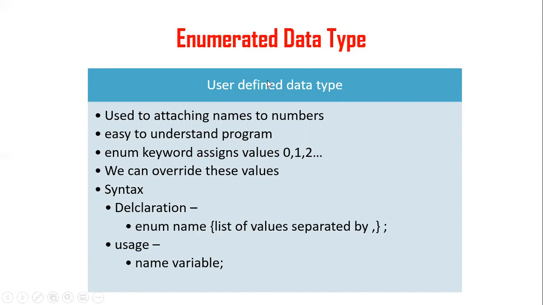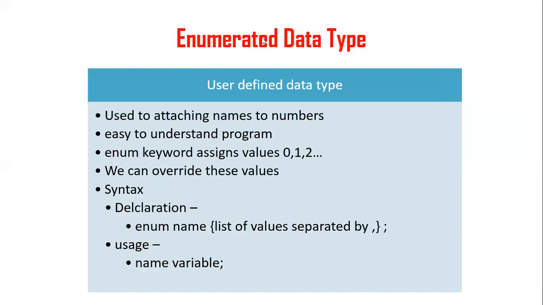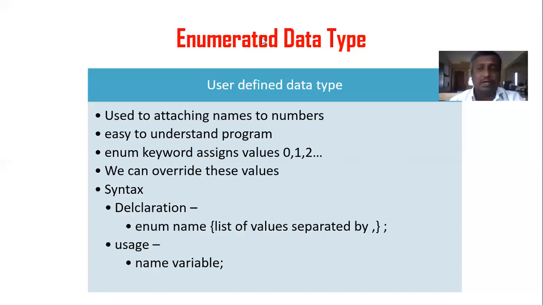Not only that, we can assign the values 0, 1, 2 and so on. And also we can override these values. It's not necessary that we always have to start from 0 and the next one should be 1. It can be of any order. So as a user we have the privilege of changing these values. We can override it. Then how to use it?